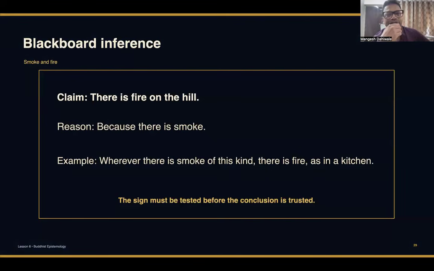So let's look at this. Like smoke and fire. Claim: there is a fire on the hill. Reason: because there is smoke. Okay. Example: where there is smoke of this kind, there is fire, as in the kitchen. The sign must be tested before the conclusion is trusted. So see, these are the processes.